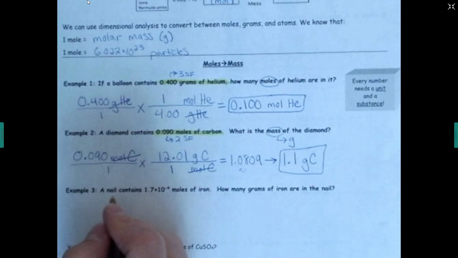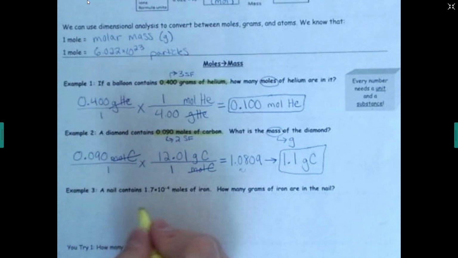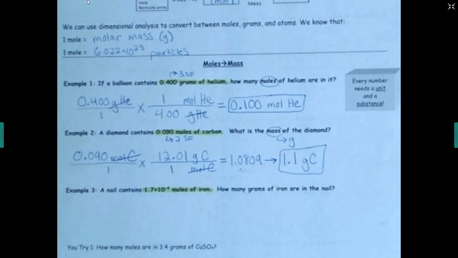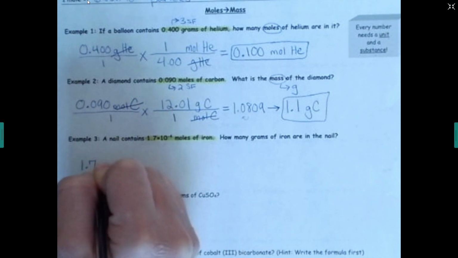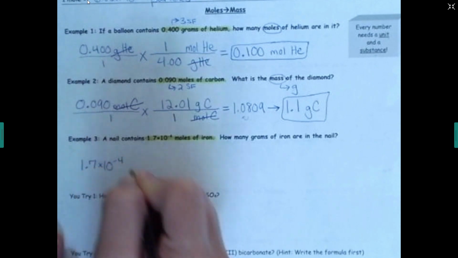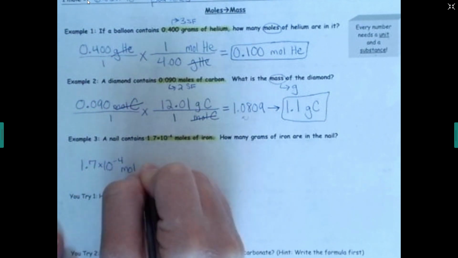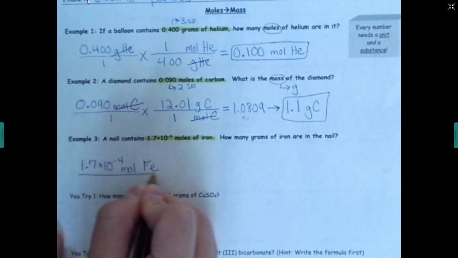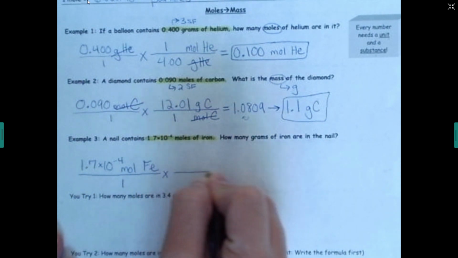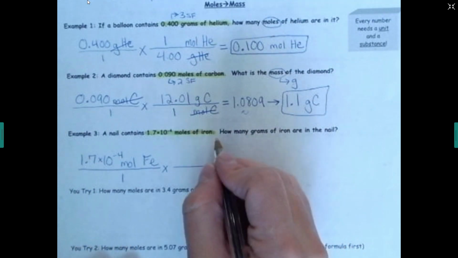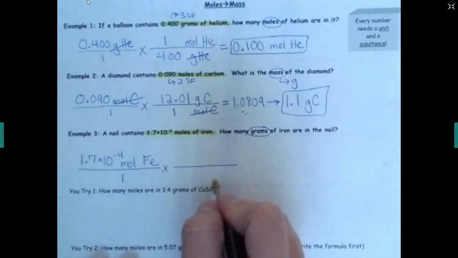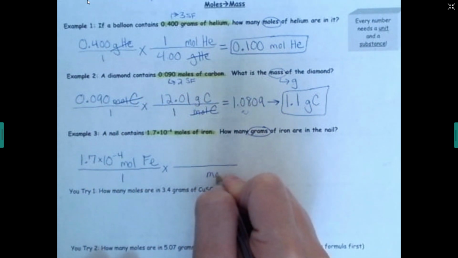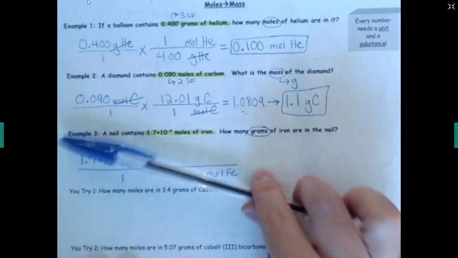Let's do another example. A nail contains 1.7 times 10 to the negative 4 moles of iron. How many grams of iron are in the nail? Okay, so let's take what we're given, 1.7 times 10 to the negative 4 moles of iron. Iron is Fe. Take what I'm given, put it over 1. It's asking us to find grams of iron. Okay, so I have moles of Fe here. So I already, without even thinking, should know that moles of Fe go down here because your diagonals need to match up so they cancel out.